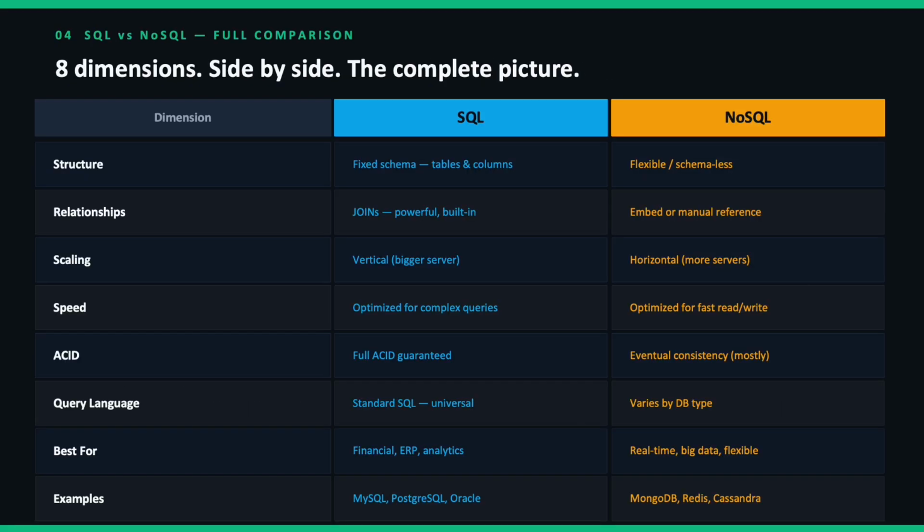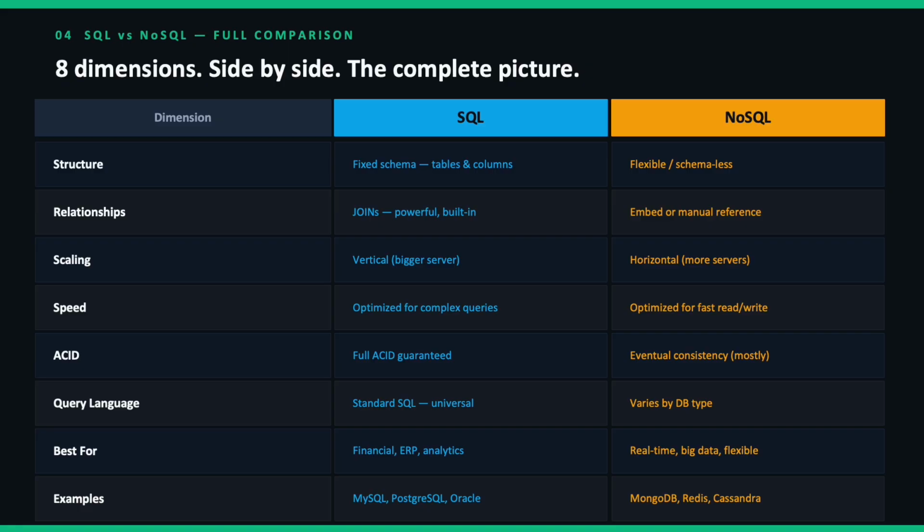Now let us put them side by side across 8 dimensions. First one is structure. SQL uses a fixed schema. You define columns upfront, every row obeys that structure. NoSQL is flexible. Each document or record can have different fields. Relationship. SQL has joins built in. You can combine data from multiple tables in a single query. NoSQL generally doesn't have joins. You embed related data or handle it in your application.